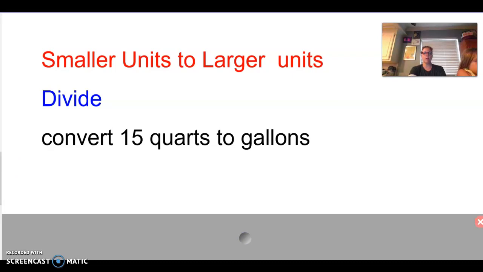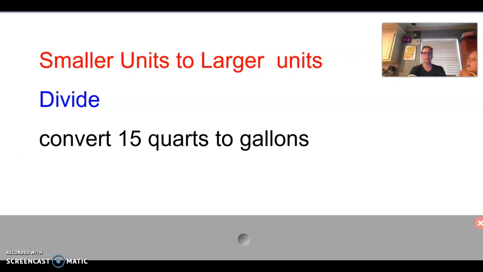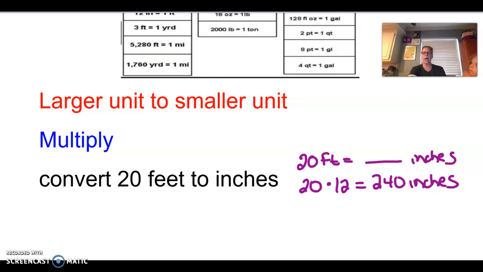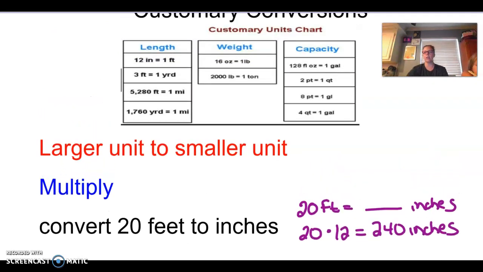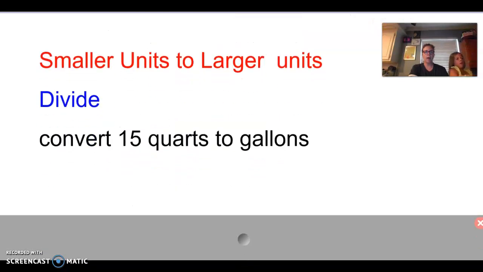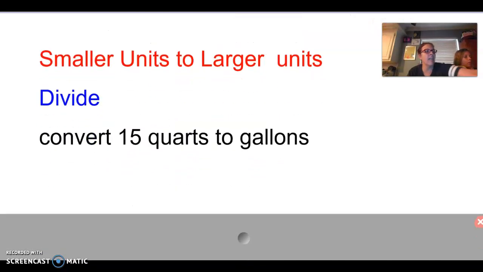So if you don't remember how many quarts are in a gallon, you look right here. 4 quarts to 1 gallon. Remember, this was a quart, 4 of these to 1 big gallon. So it says if we have 15 of these, how many of these will it make? Well, 4 goes into each of them.